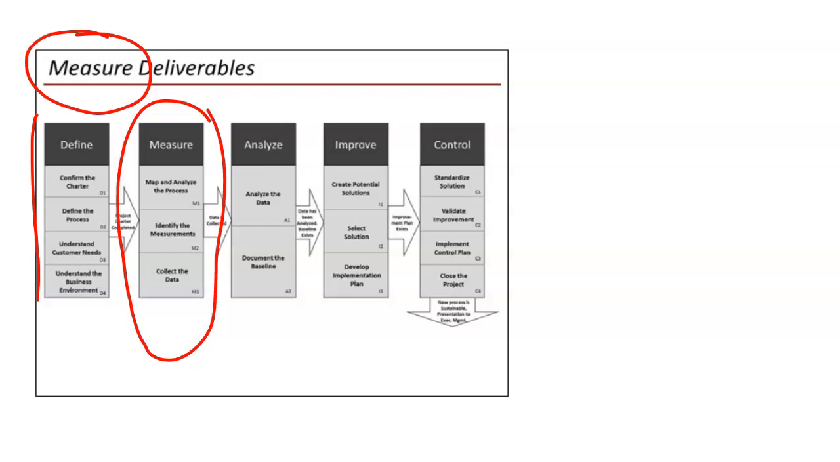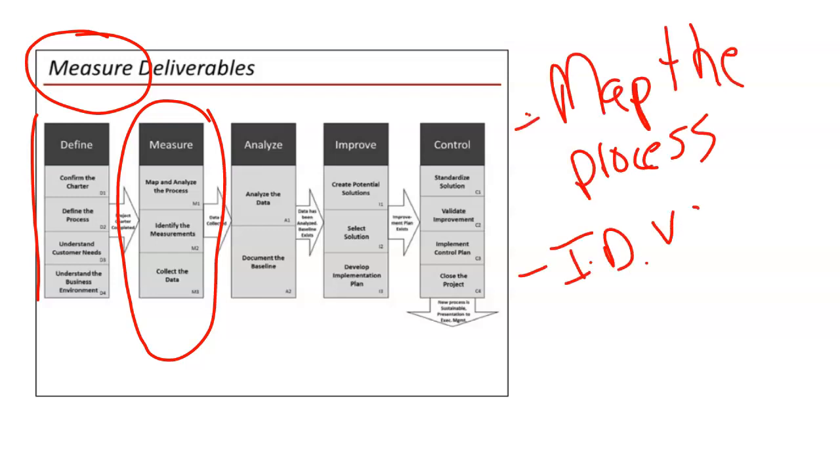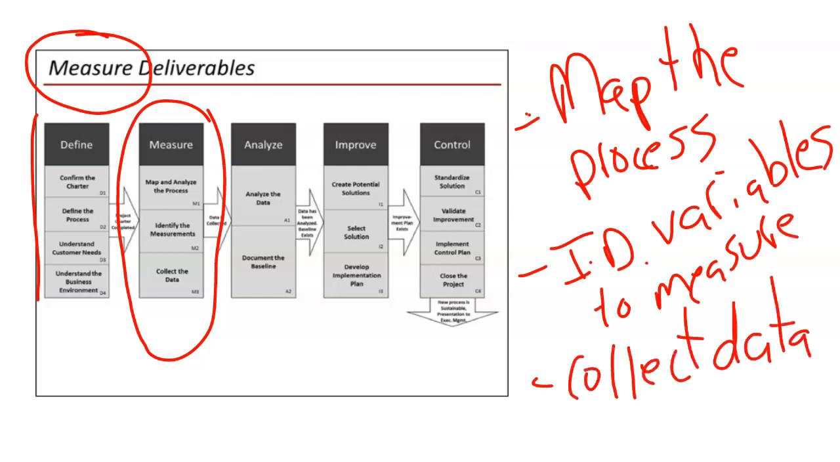One of the problems that I see frequently happen with my teams is that when we take a look at the pretty short list of things that you need to do in the measure phase, there's really just three things that we're trying to do. That is to get a visual representation of the process or map it, to identify the variables that we want to go out and measure, these are our CTQs and what our overall process performance is, and then go out and collect the data.